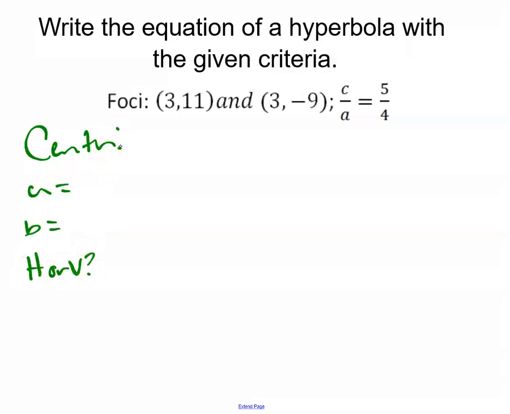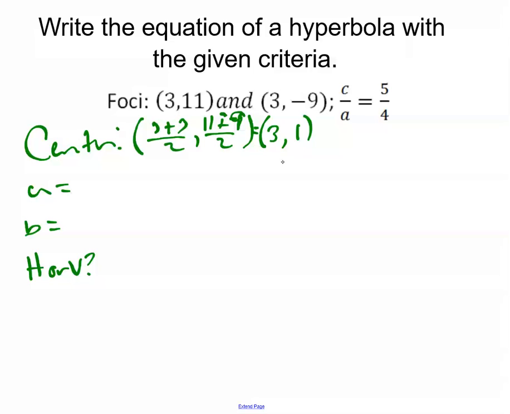All right, so first thing we're given is the foci. We're given both the focal points. That's going to help us find our C. It'll also help us find our center, because since I'm given both of them, the center has to be in the middle of those two things. So that's 3 plus 3 over 2 and 11 plus negative 9 over 2. So 3, 11 minus 9 is 2. 2 over 2 is 1. So the center is at 3, 1.